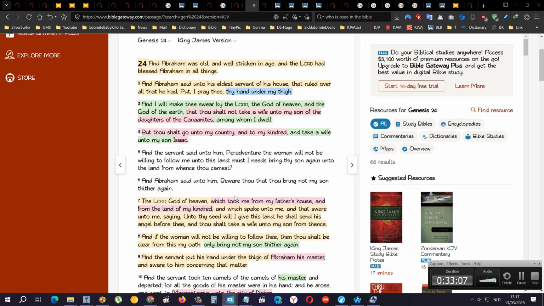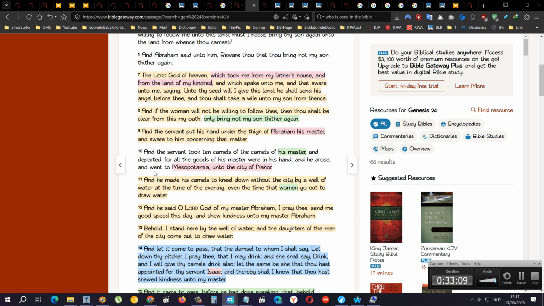So let me read down. I'm going to go to the points. Verse 10: And the servant of Abraham took 10 camels of the camels of his master Abraham, and departed. For all the goods of his master were in his hands. And he arose and went to Mesopotamia unto the city of Nahor.